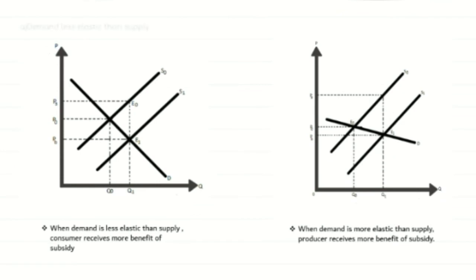Moreover, when demand is less elastic than supply, consumers receive more benefit of subsidy. Lastly, when demand is more elastic than supply, producers receive more benefit of subsidy.